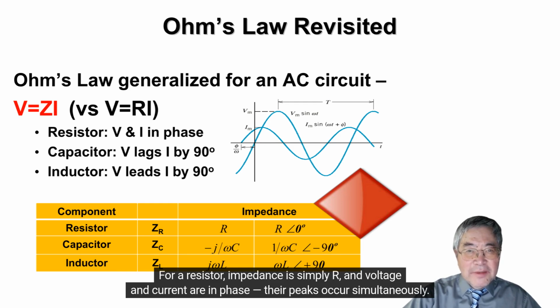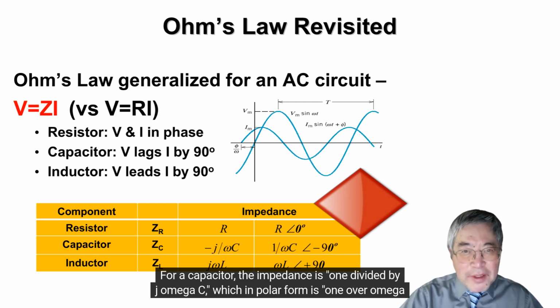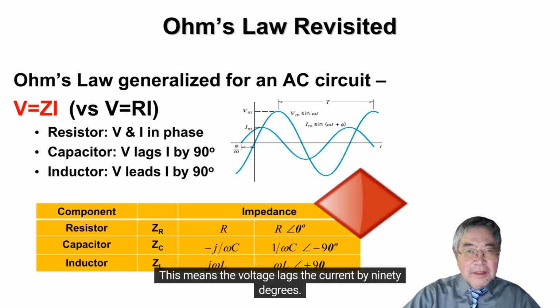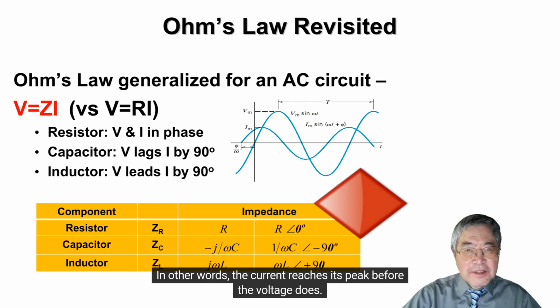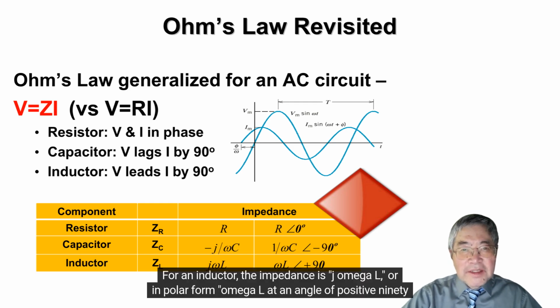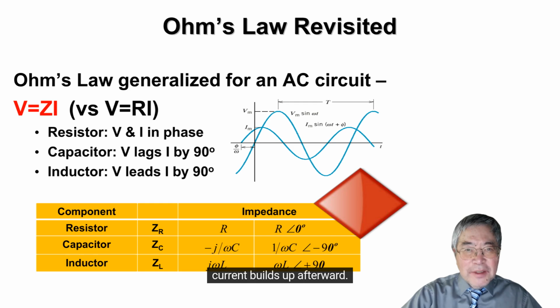Their peaks occur simultaneously. For a capacitor, the impedance is 1 divided by j omega C, which in polar form is 1 over omega C at an angle of negative 90 degrees. This means the voltage lags the current by 90 degrees. In other words, the current reaches its peak before the voltage does. For an inductor, the impedance is j omega L, or in polar form, omega L at an angle of positive 90 degrees. This means the voltage leads the current by 90 degrees. The voltage peaks first and the current builds up afterward.